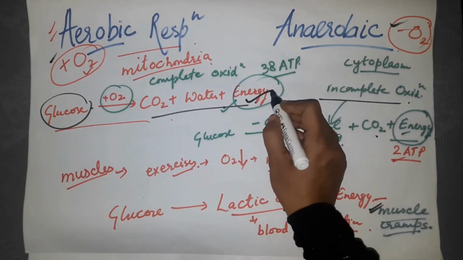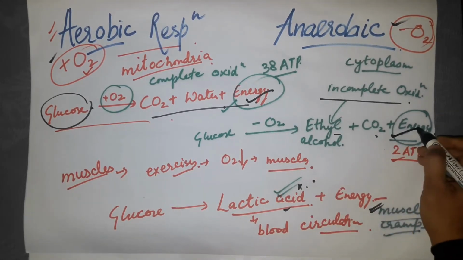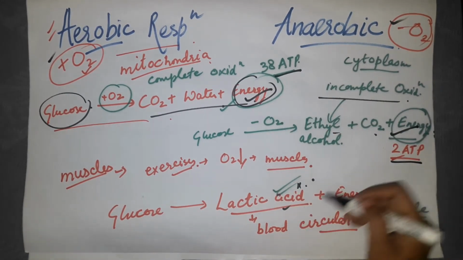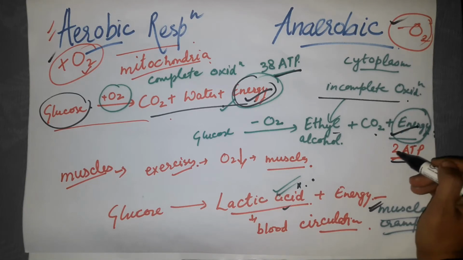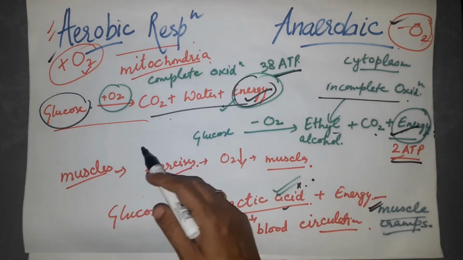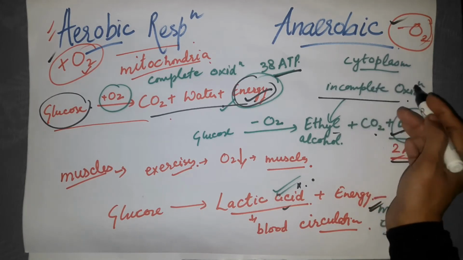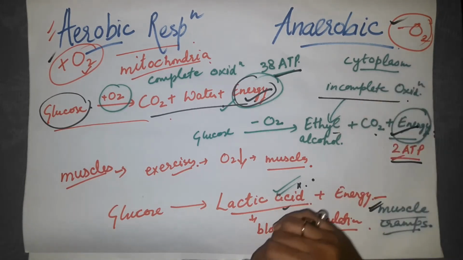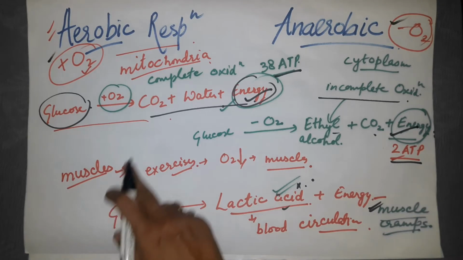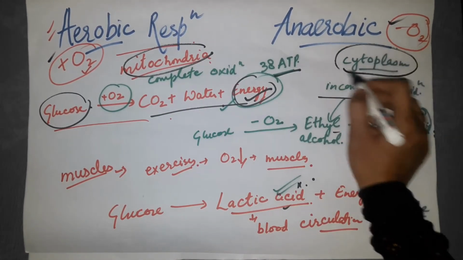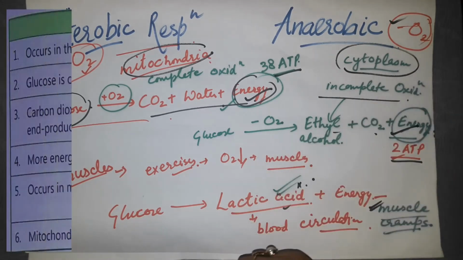Aerobic respiration produces more energy, 38 ATP, and anaerobic produces less energy, 2 ATP only. Aerobic occurs in most plants and animals, whereas anaerobic occurs only in a few organisms like yeast, some bacteria and parasitic flatworms. And aerobic respiration happens in the mitochondria, whereas anaerobic respiration happens in the cytoplasm.